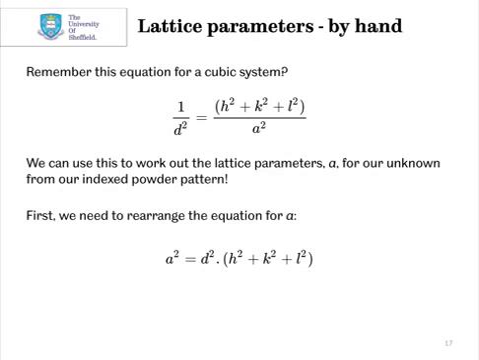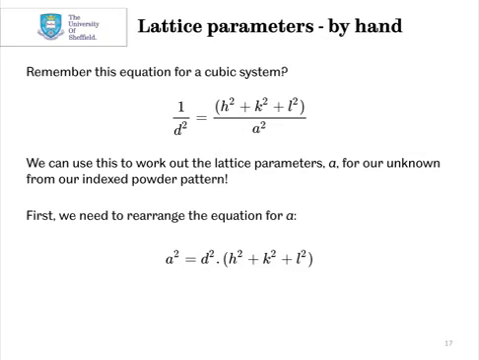So we've got now our peak positions, and we've got our Miller indices for this mysterious metal. We looked at this equation earlier on briefly: 1 over d squared equals h squared plus k squared plus l squared over a squared. We can use this equation to manually calculate the lattice parameter a for our unknown powder pattern.